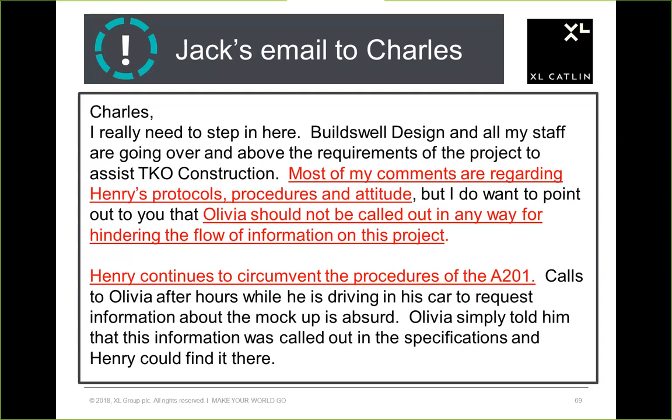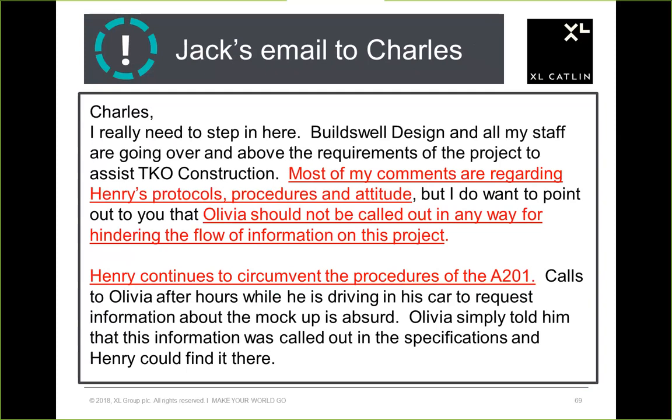"Most of my comments are regarding Henry's protocols, procedures, and attitude, and Olivia should not be called out in any way for hindering the flow of information. Henry continues to circumvent the procedures of the A201," so that's the agreement that exists between the architect and the client. So right out of the gate, stating a fact that the contractor is not following agreed upon protocols.